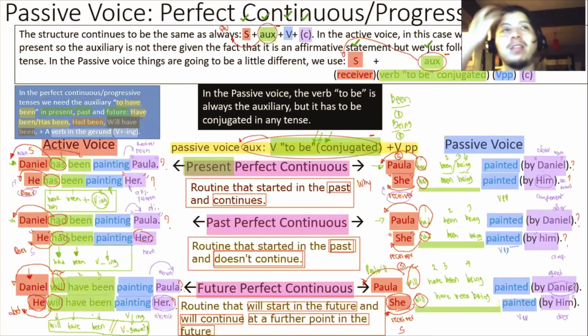Y todavía nos faltan ver los temas más interesantes. Viene la parte buena, vienen las cláusulas relativas, vienen las condicionales, viene el reported speech. Todo eso no se lo quieren perder, espero.